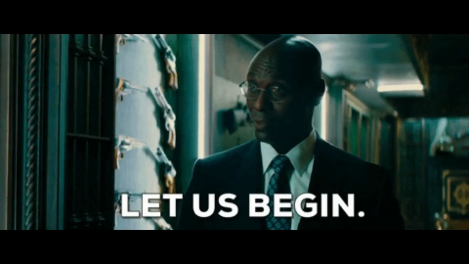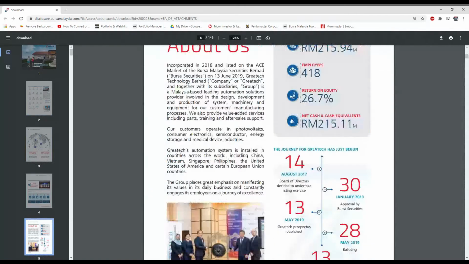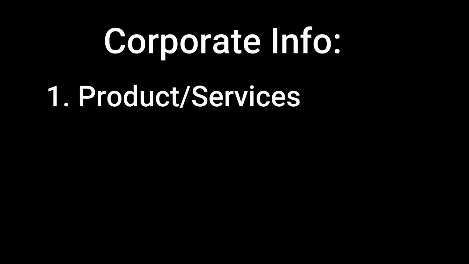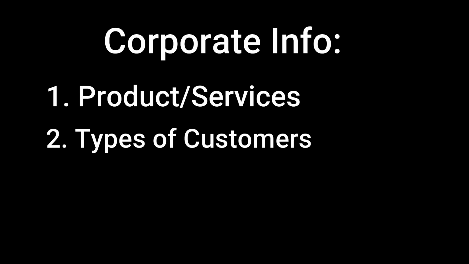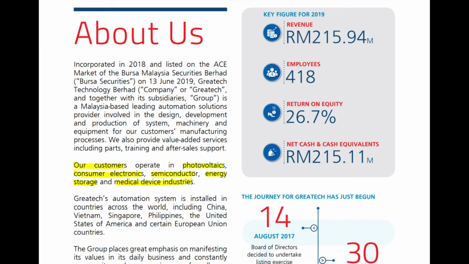For starters, let's have a look at the company and management segment. In the corporate information, it's more of an introduction of the company's business. Some of the many things that you will find out are the products or services that they provide, the type of customers that they are serving, and countries that they are generating revenue from. In the case of GreaTech, they sell their machines to customers who are in the solar energy and electric vehicle space. And currently, their products are sold to countries like the US, China, Vietnam, Singapore, and certain EU countries.